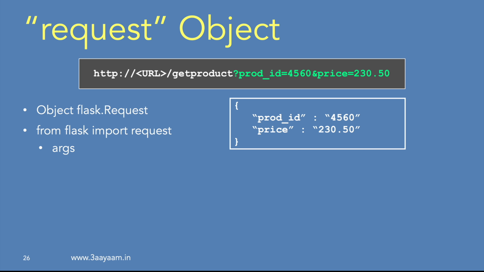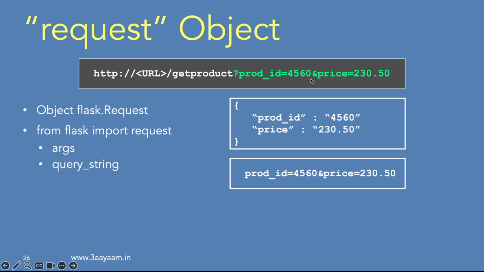So if you are planning to do some mathematical function or some integer function, make sure to convert it to that particular data type. Then you have the query_string variable, which gives us the entire query string, which is prod_id equal to 4560 and price equal to 230.50. We'll get the entire query string. We can use it for various operations also.